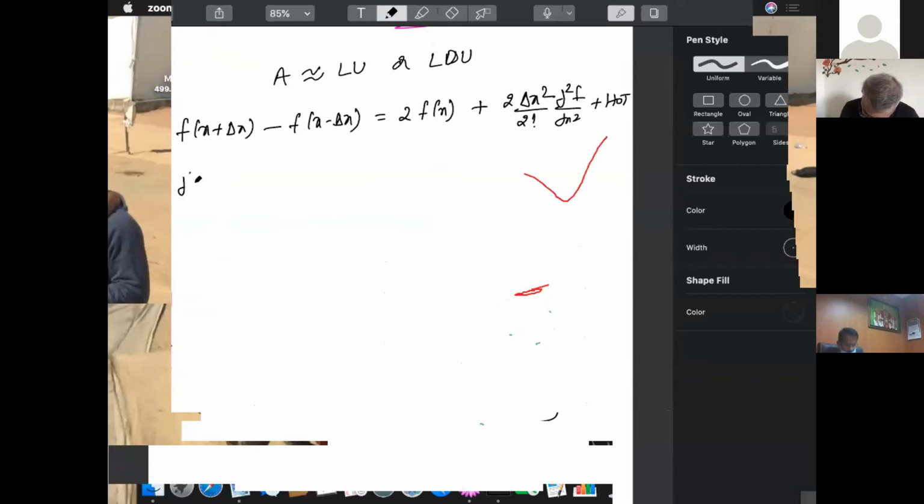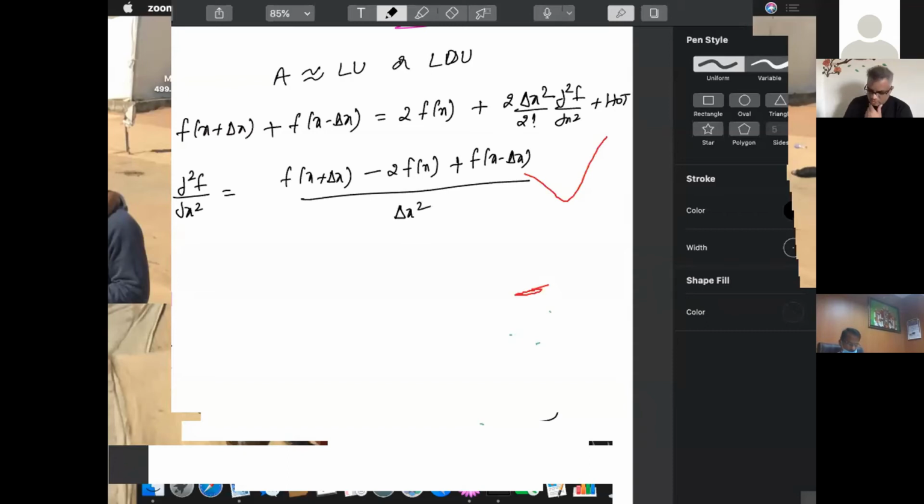You have dou square f by dou x square equal to f of x plus delta x minus 2 f of x plus f of x minus delta x. Sorry, you're adding up those two equations, so this will become plus, you'll have plus by delta x square. So this is your second derivative. If you happen to look at second derivatives, you can approximate like this.